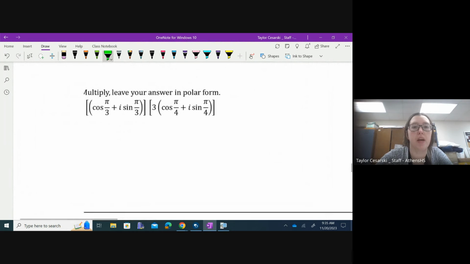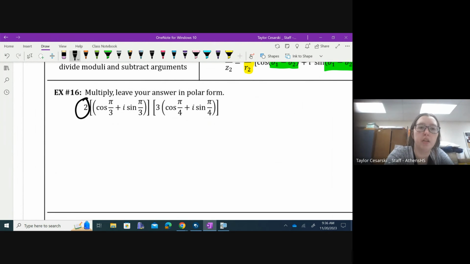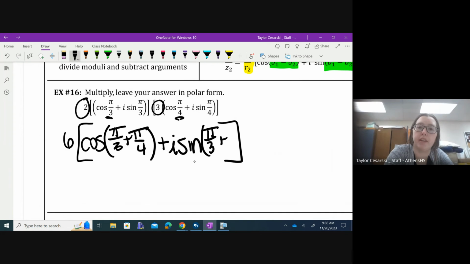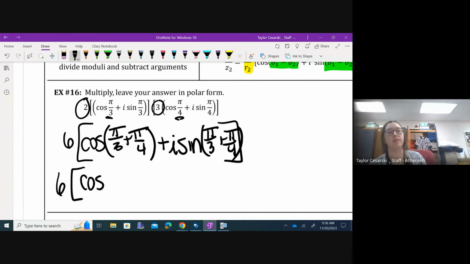Multiply, leave your answer in polar form. So I multiply the two r values and then I add the angles. So pi over 3 plus pi over 4. I do want to go ahead and simplify this. So pi over 3 plus pi over 4, that's 4 pi over 12 plus 3 pi over 12, which is 7 pi over 12.